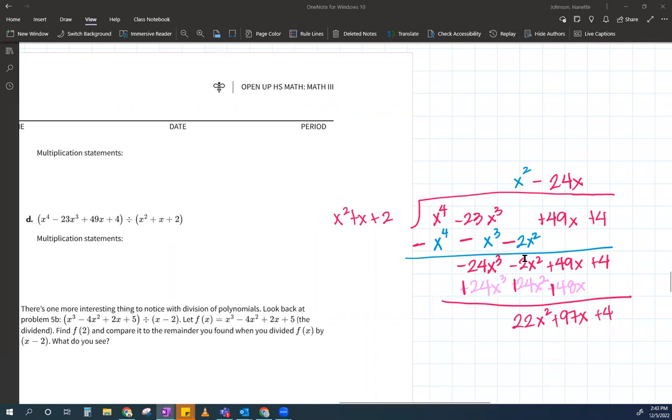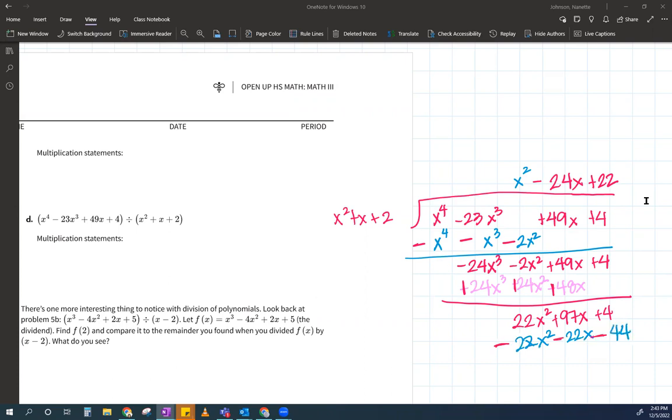All right. So then x squared times what gives me 22x squared? So then again, that's plus 22. So that's 22x squared, and then that's 22 x's, and that's 44. And then again, I'm going to go through and change my signs.